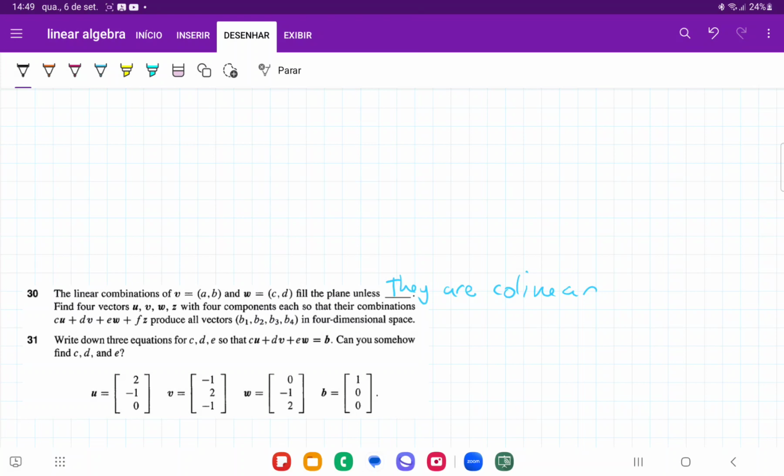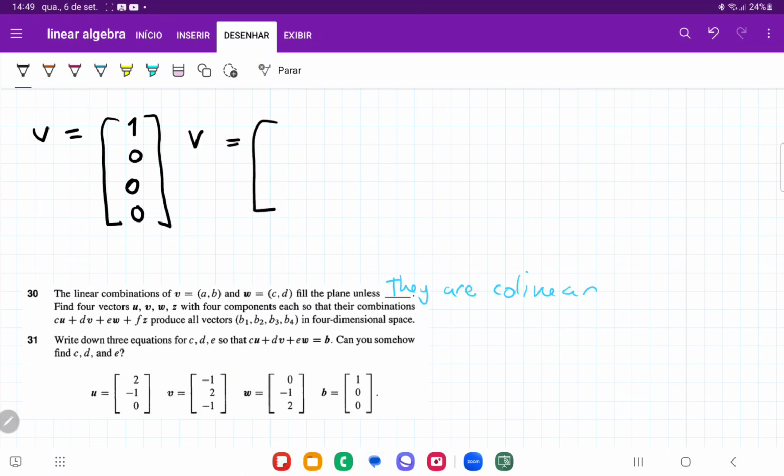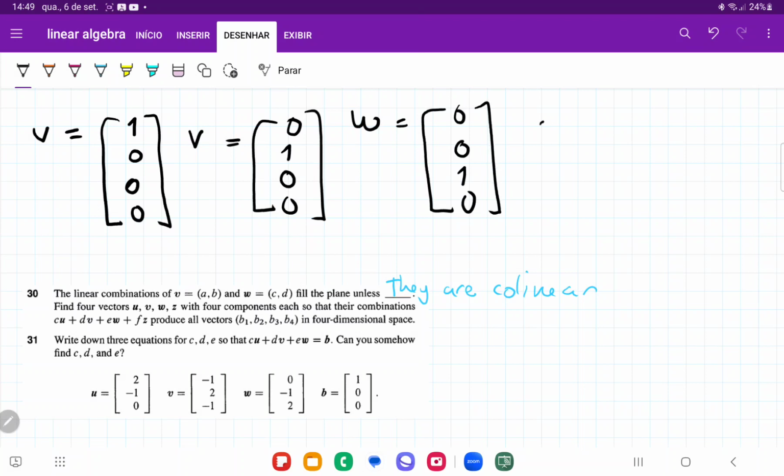So what I'm going to do here is I'm going to say that u is going to have the component of the first dimension. v is going to have the component of the second dimension. w is going to have the component of the third dimension. And z is going to have the component of the fourth dimension, 0, 0, 0, 1.